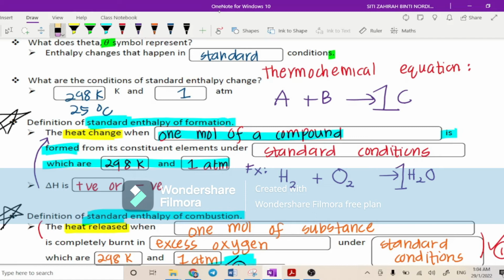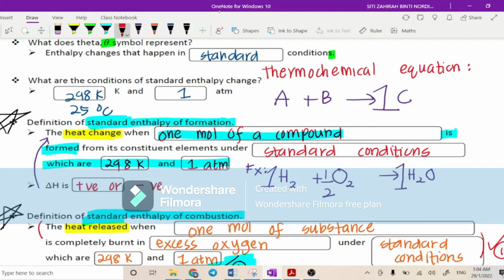So what's going to happen in here is that we have to make sure that this water is in 1 mole. So what's going to happen for the H2? The mole is just the same, which is 1 mole. But what about the oxygen? It's 1 in here, right? But we've got 2 in the reactant. So you must times it with half.